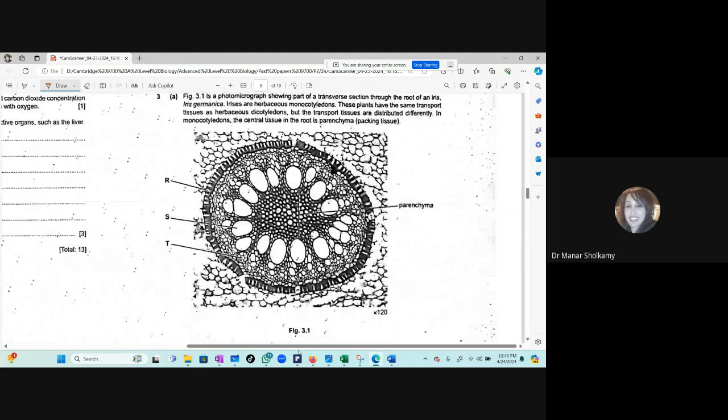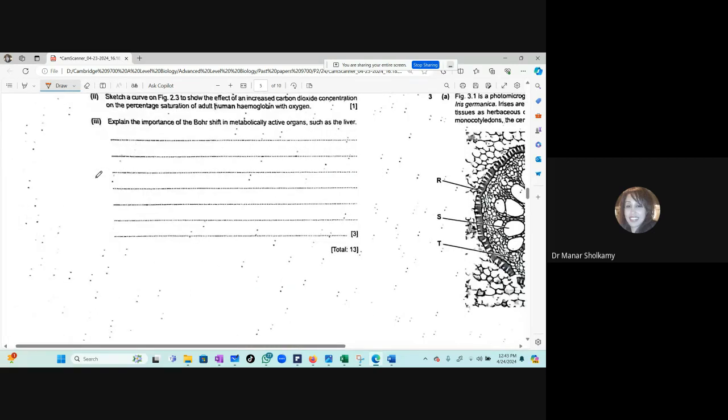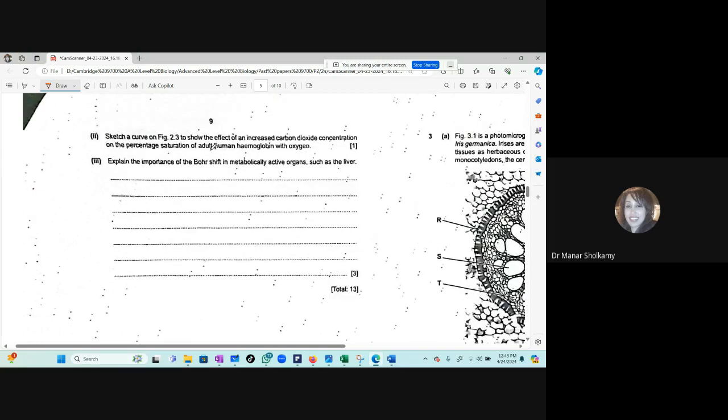So people that live at the top of the mountain don't have more affinity. They just have more red blood cells. So they can carry more oxygen at the same volume of blood. So they will compensate for the lack of oxygen.